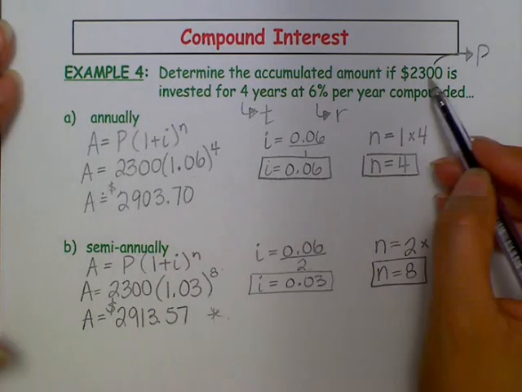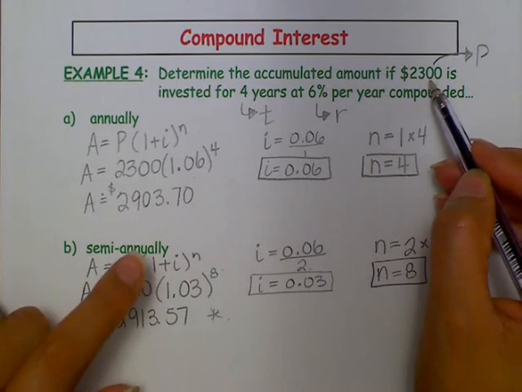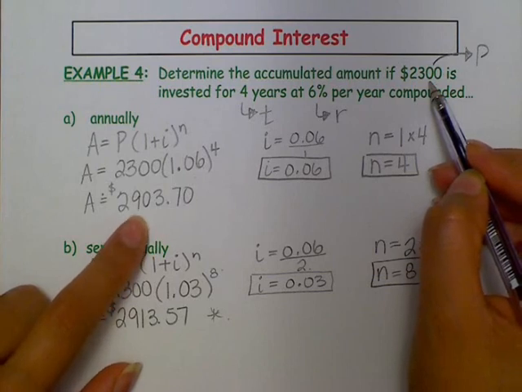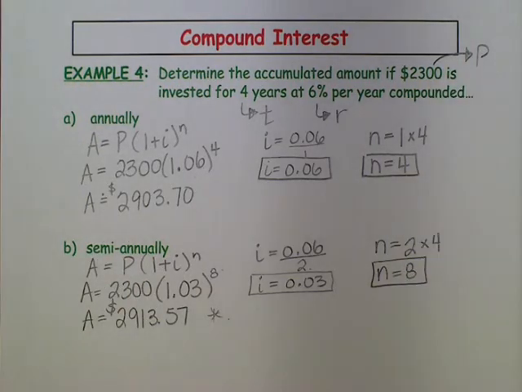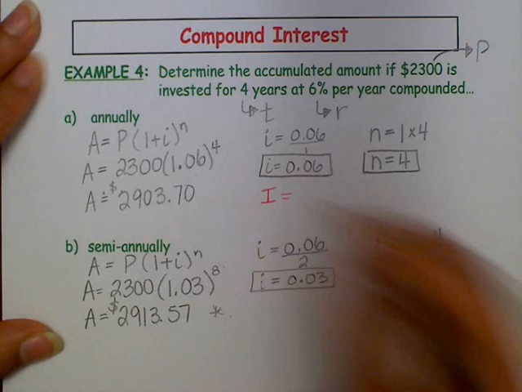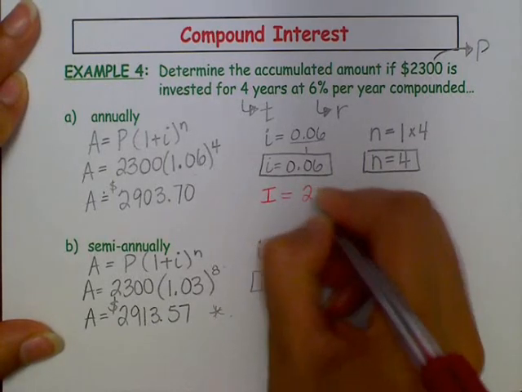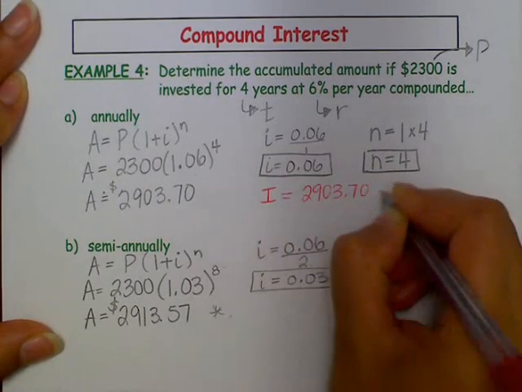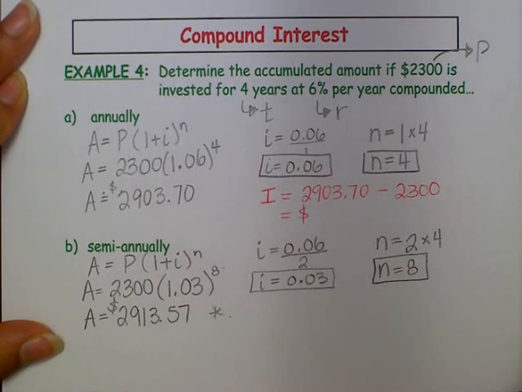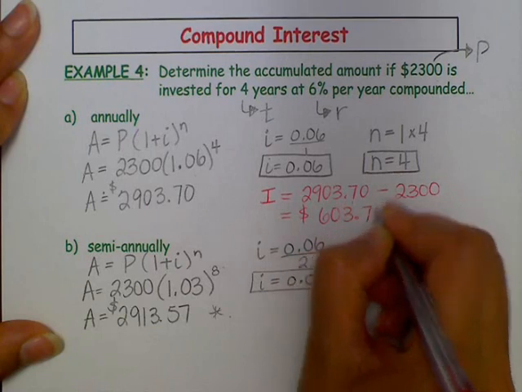So the difference between the amount that you invest and the amount that you have at the end of 4 years, or your accumulated amount, actually represents the amount of interest that you earned, because all that extra money in the account now comes from interest earned on your investment. So the interest earned in the first part would be $2,903.70 approximately, minus the amount that was invested initially. And so in total you would have about $603.70 in interest.